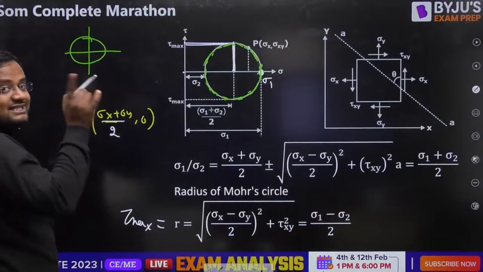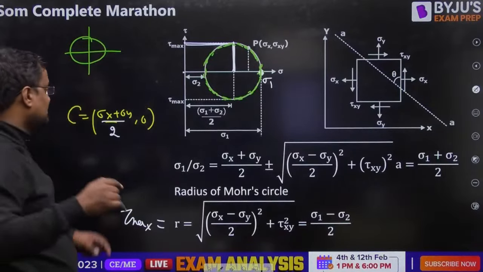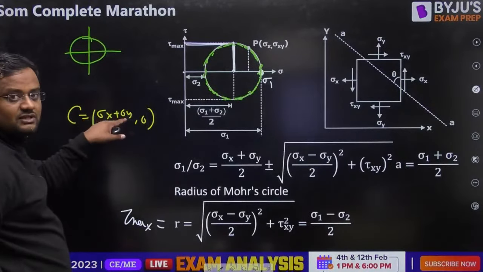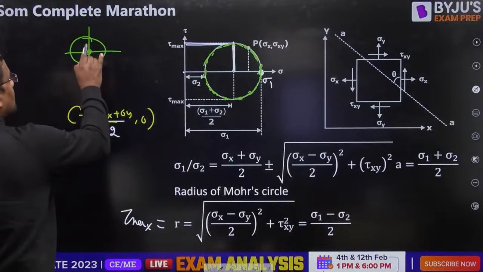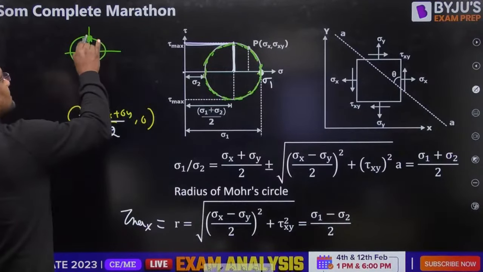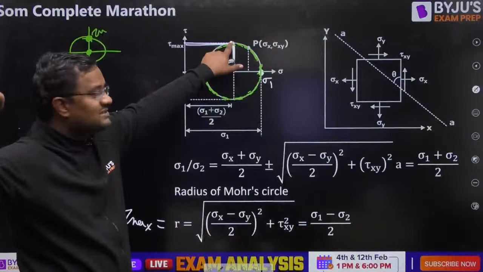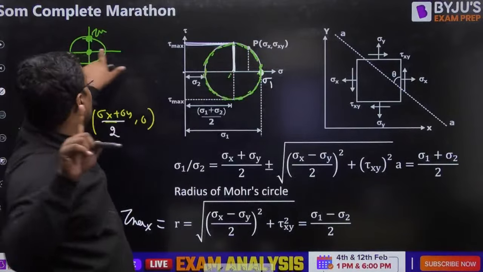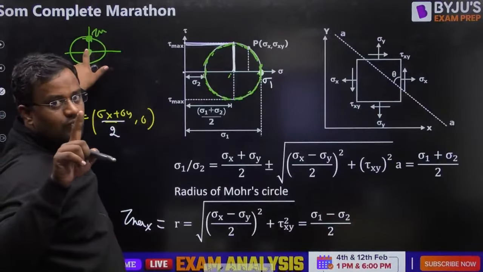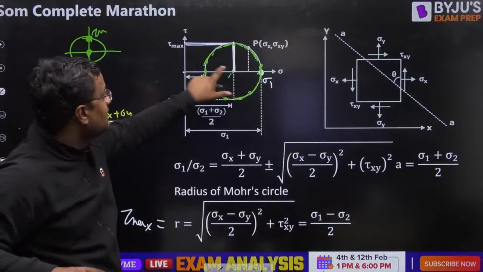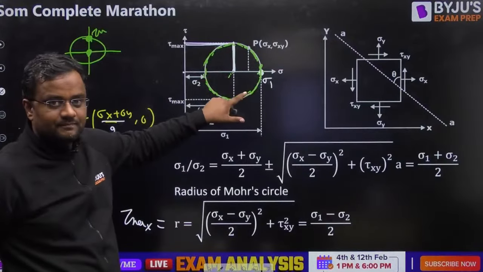If sigma x is plus 3 and sigma y, compression, is minus 3, the center will be here. Now at tau max, sigma is also 0. So if girl is highest marks, tau highest, boyfriend may be there or may not be there. Here sigma is 0, sigma is boyfriend, and may be 0 or may not be 0.